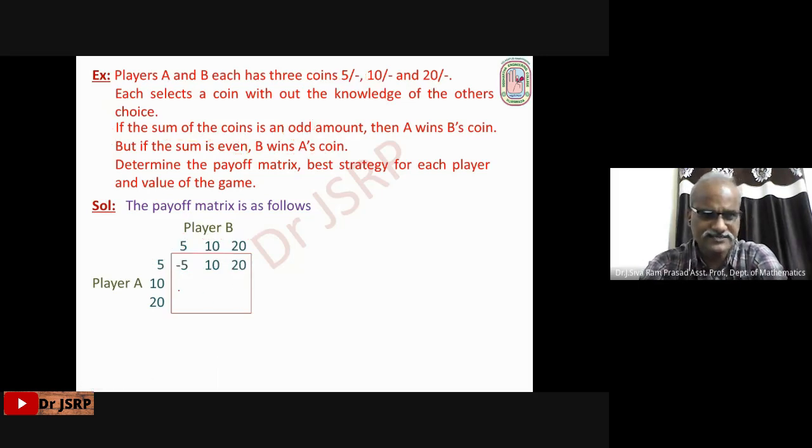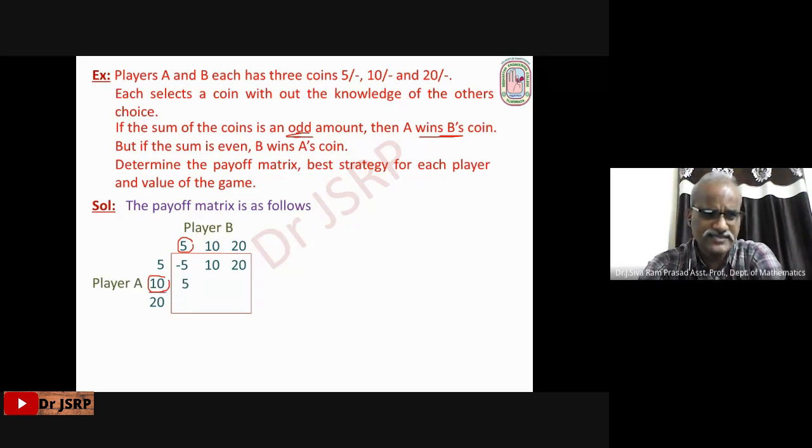Next, suppose A selects 10 rupees coin, B selects 5 rupees coin. So the sum is 15. So it is an odd number. Since it is an odd number, A wins B's coin. Here B's coin is 5, so A wins 5, so it is plus 5.